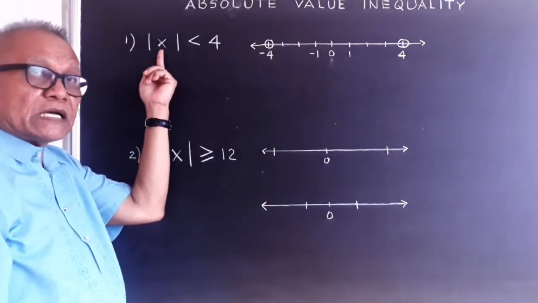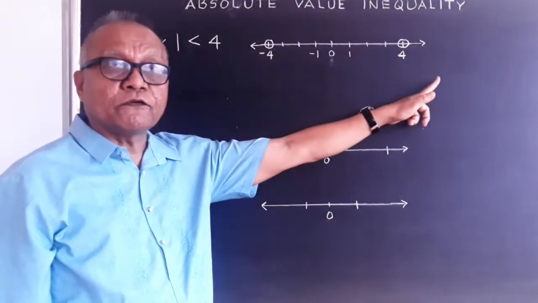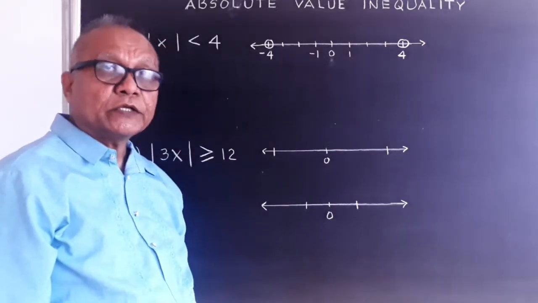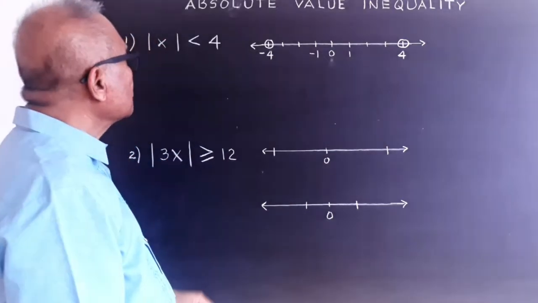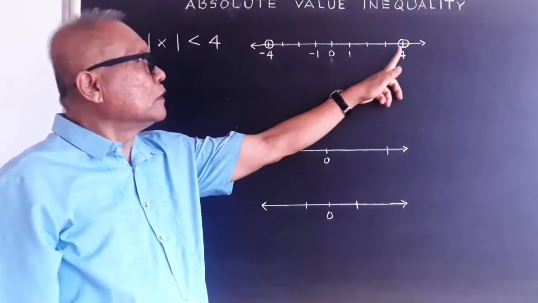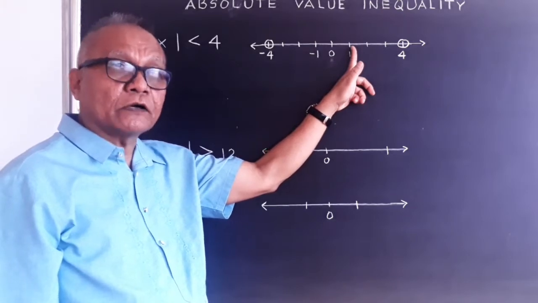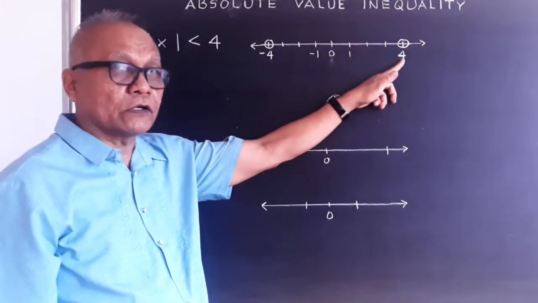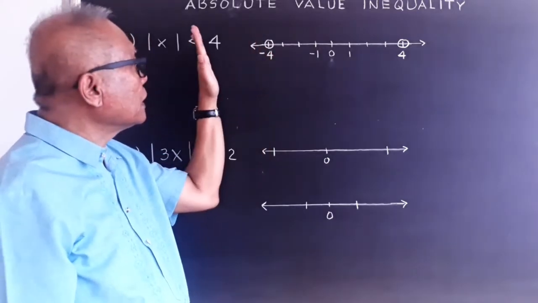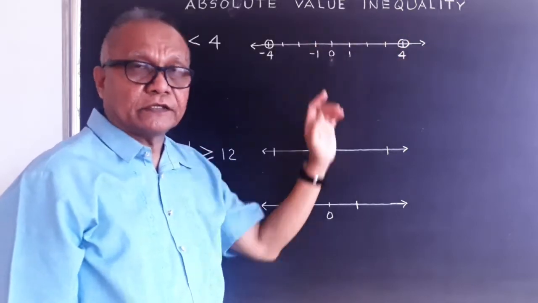So x must be between -4 and +4. But 4 and -4, they are not included. So the values of x must be somewhere here, or somewhere here, but not 4 and -4. Could be less than 4, should be greater than -4. You're not going here. You are not going to the right, you are not going to the left.